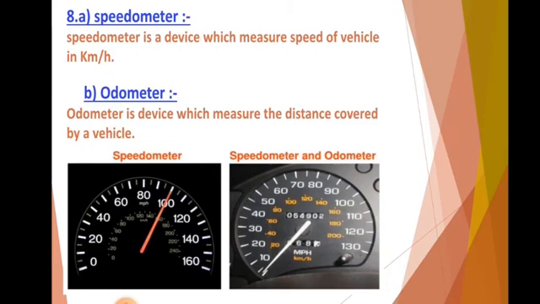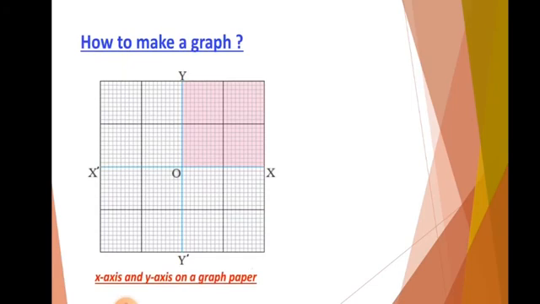Now let us understand how to make a graph. So in a graph there is a point O which is at the center, as you can see in the figure, that is the origin. Then we have the x-axis. The x-axis is the horizontal axis of a graph, and then we have a vertical axis which is the y-axis. So in the pink region we will plot all the positives.